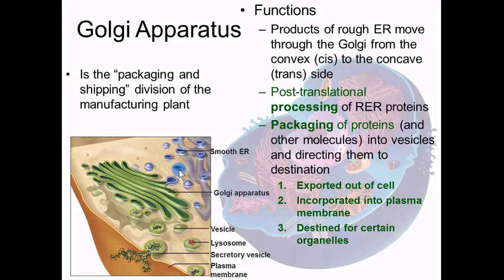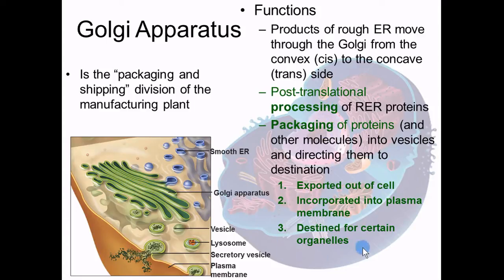So again, packaging and shipping. And the main function you want to remember is that it takes products from the endoplasmic reticulum, brings it into the cis side, sorts them, organizes them, and releases them from the trans side of the Golgi. What's happening here is something called post-translational processing. Remember, the rough endoplasmic reticulum translates the RNA. So it writes or makes the proteins. But once those proteins are made, this is post-translational. This is like the finishing steps, and that's what the Golgi does. And then it packages those proteins to ship them other places.